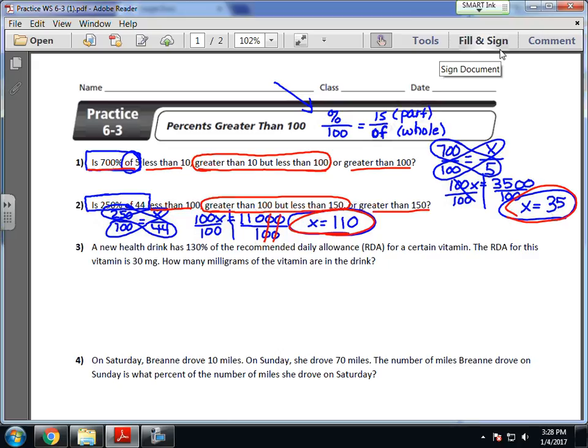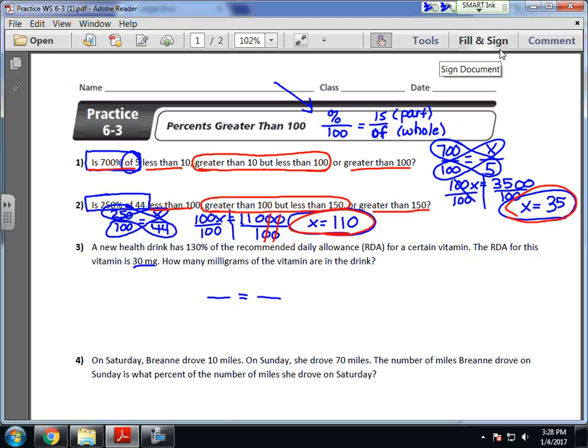All right, let's take a look at number 3. Number 3 is a little bit of a stinker because it doesn't follow what you would expect. It says a new health drink has 130% of the recommended daily allowance, or RDA, for a certain vitamin. The RDA for this vitamin is 30 milligrams. How many milligrams of the vitamin are in the drink?